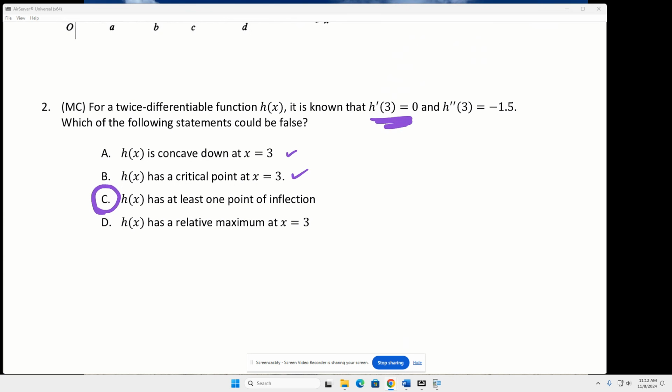Do we know that h has a relative maximum at 3? Second derivative test. This is a critical number. This is less than 0. This is negative. That means we're concave down at a critical point. Then it's a relative maximum.